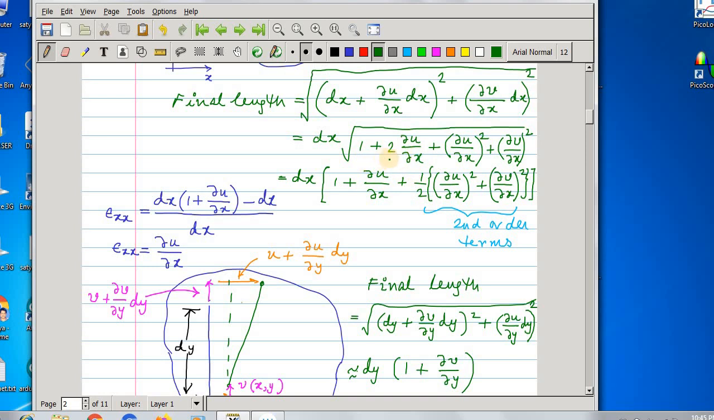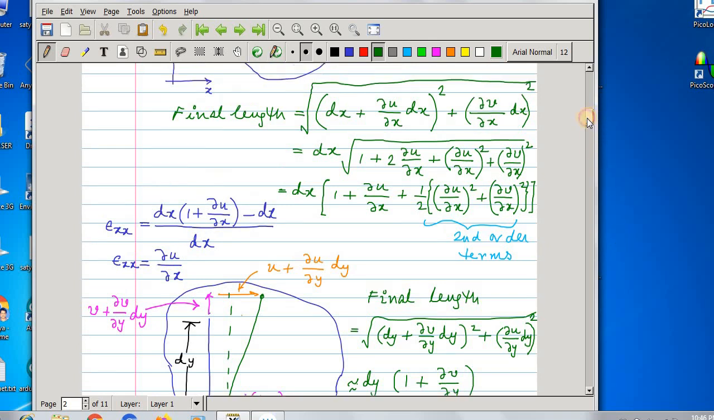So we make an expansion, we take the first term. That means this is the final length. Final length minus initial length is the elongation, the change in length, and this is divided by the initial length. So epsilon xx is del u del x.